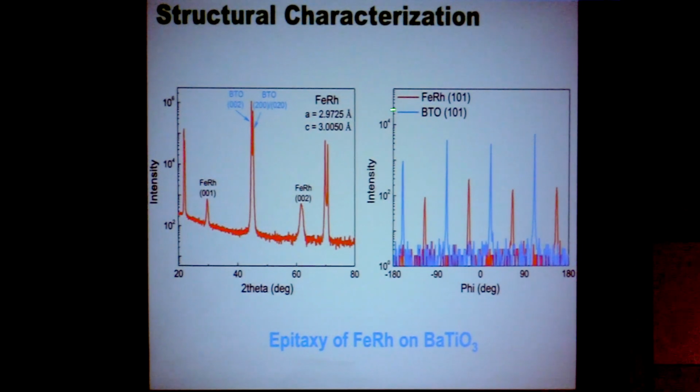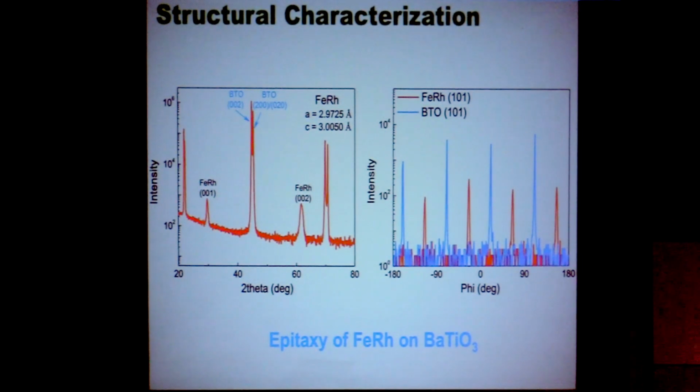For example, this is a barium titanium oxide. It has very high temperature stability compared with PMN-PT. We can perform growth at maybe 500 or 600 degrees Celsius, and then do post annealing at 700 or 800. We could get these single crystal epitaxial thin films, with 001 and 002 peaks.